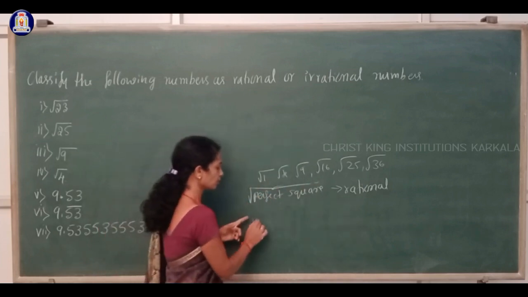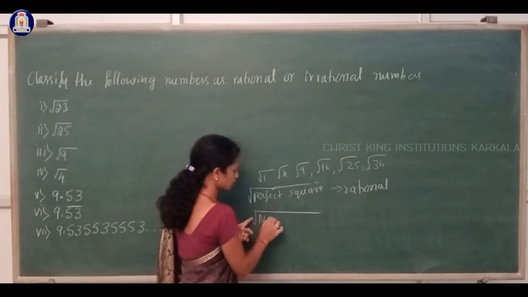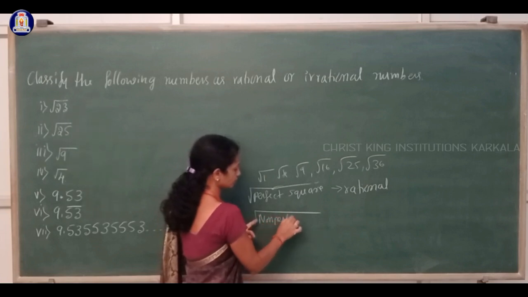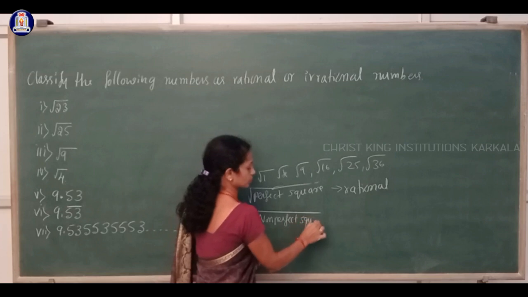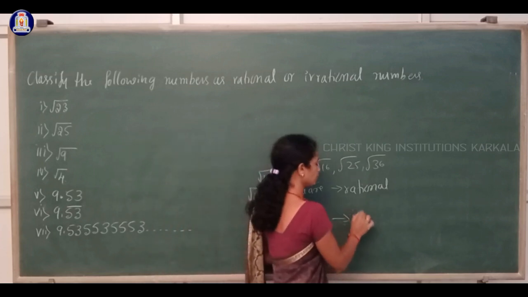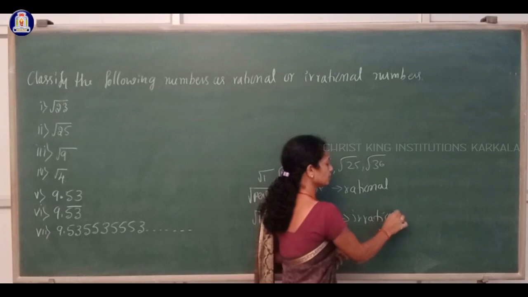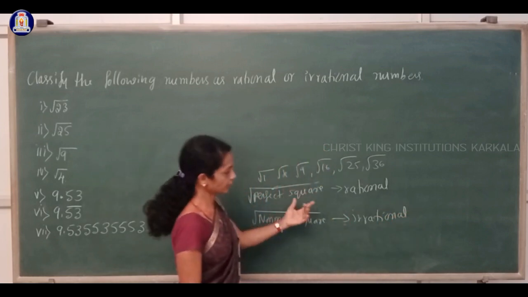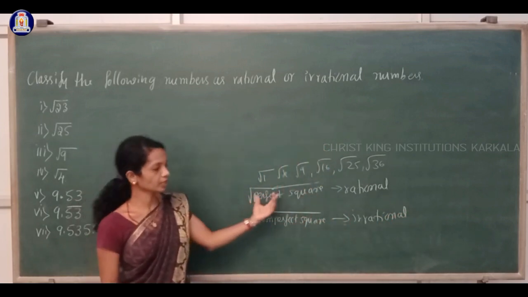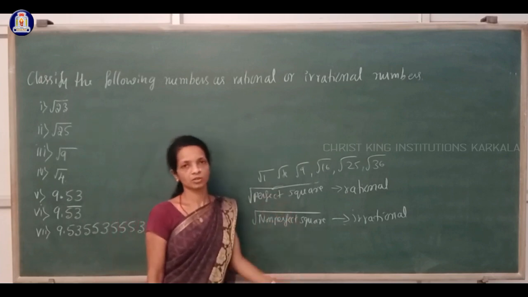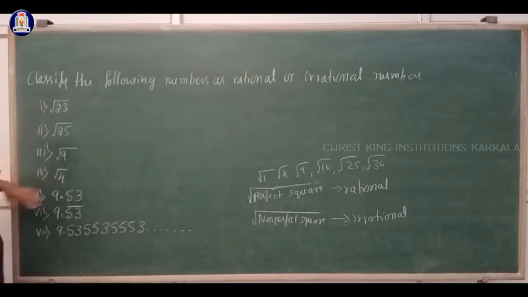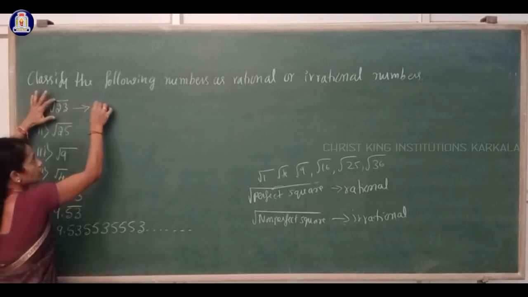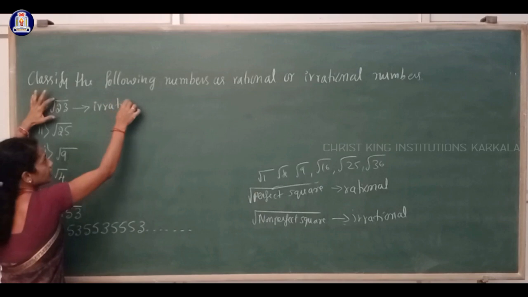If a non-perfect square number comes inside the square root, then that will always be an irrational number. So like that you have to identify rational or irrational numbers. You have to keep these important things in your mind. Now here you see square root numbers. You have the first 4 numbers in square root form. Square root of 23: 23 is not a perfect square number, so the square root of 23 is an irrational number.